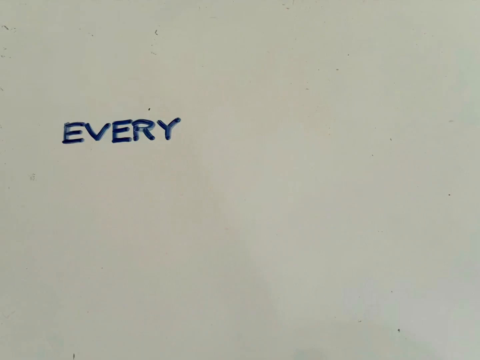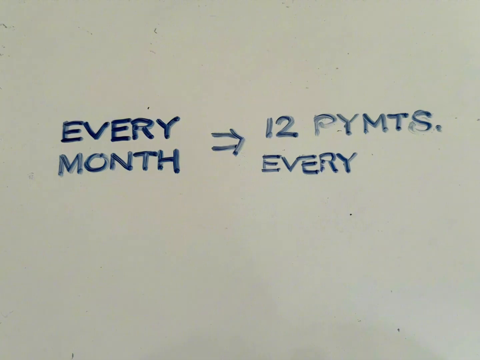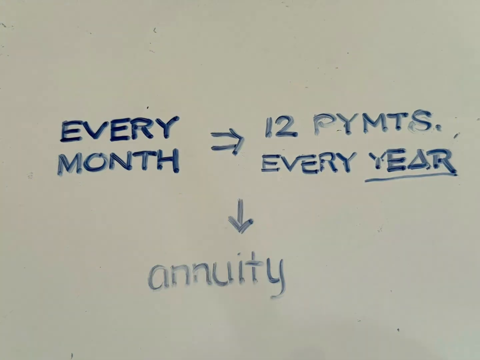To analyze this more clearly, let's have another example. If you are to pay every month, that would imply that there will be 12 payments made every year. That is an annuity.